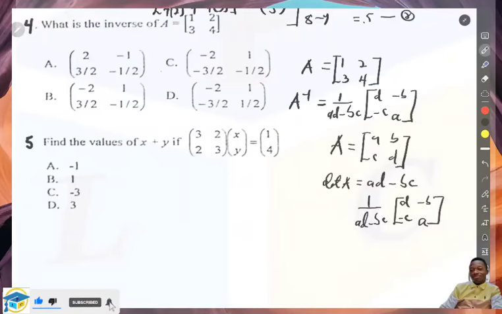And I believe that is clear. So that's what we are talking about. That's what we want to know when it comes to the inverse of a matrix. That's what we want to follow to find the inverse of the matrix. So let's take note of that.